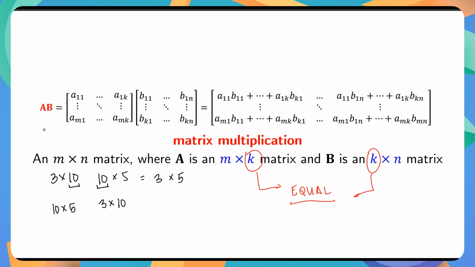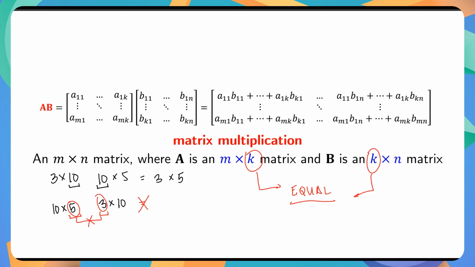Here, matrix multiplication would not work because 5 and 3 are not equal. So the number of columns of the first matrix is not equal to the number of rows of the second, which would make this incompatible for matrix multiplication.